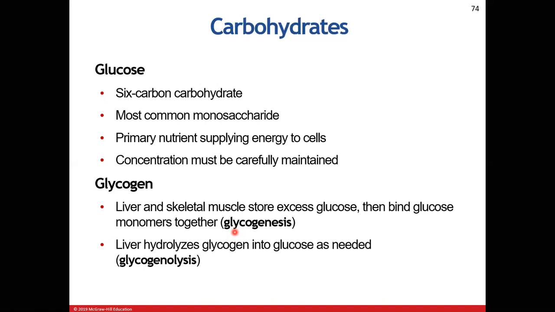We also can break down glycogen. Again, glycogen primary function is for storage of glucose. And so as our bodies need more glucose, we can actually pull it from our glycogen stores. We go through glycogenolysis and we actually break it down into our individual glucose molecules.